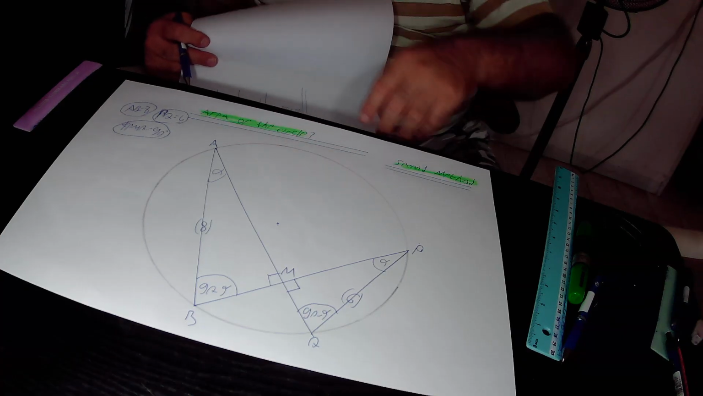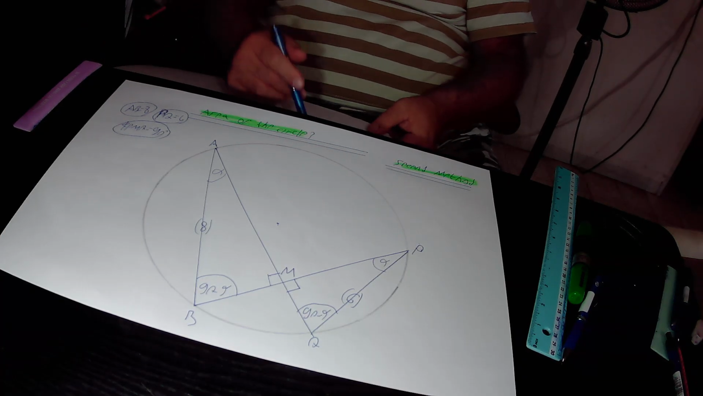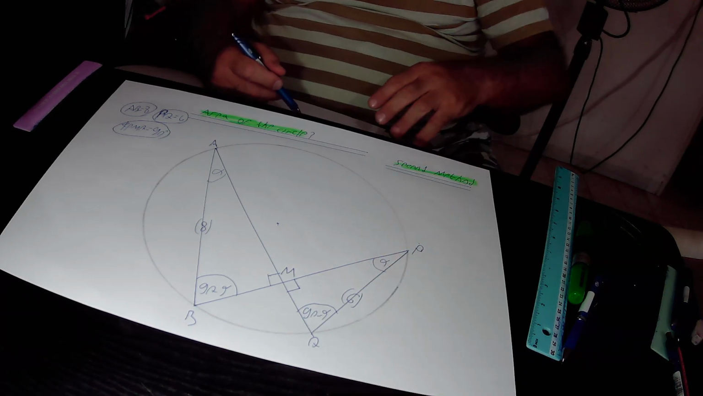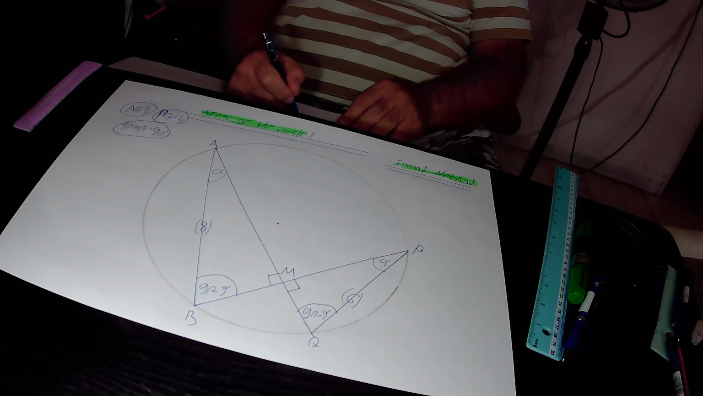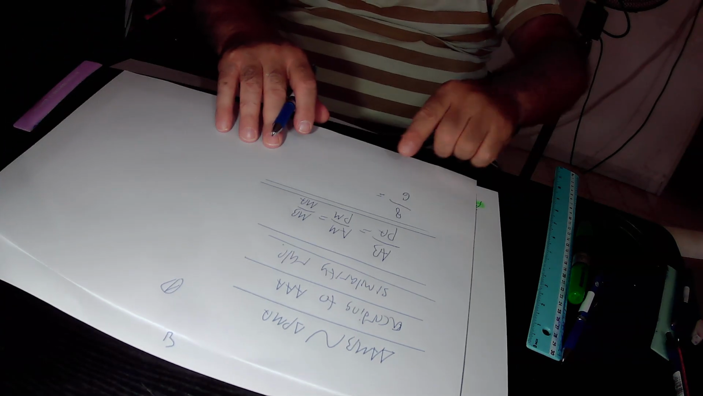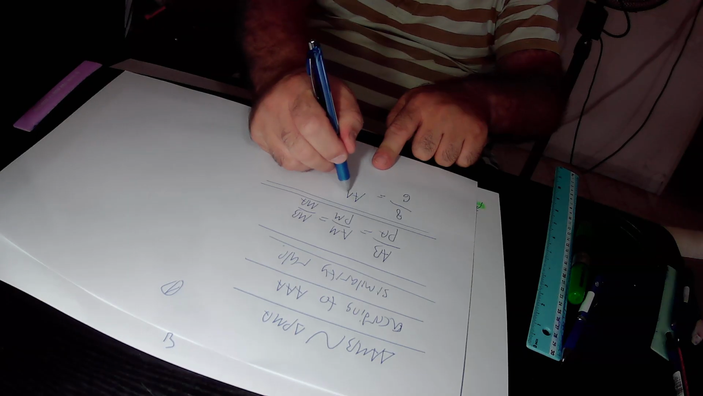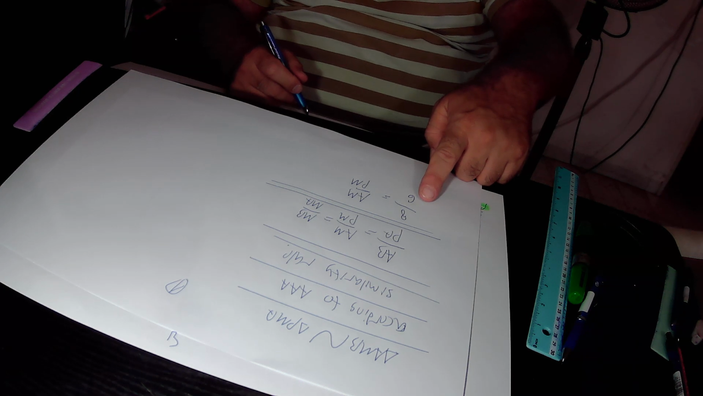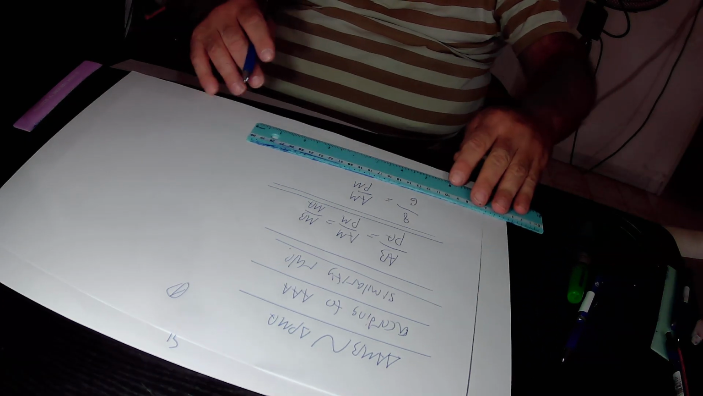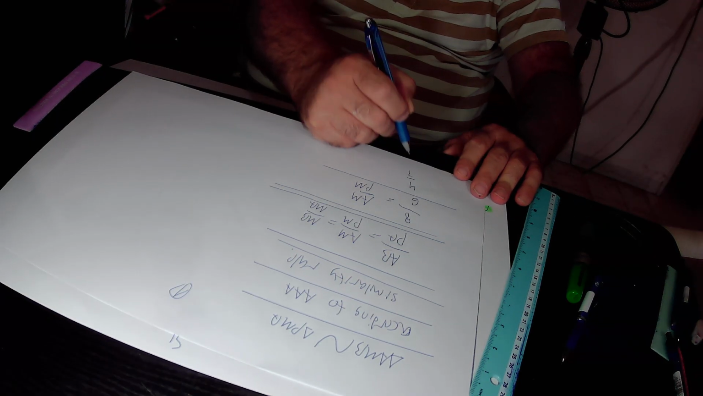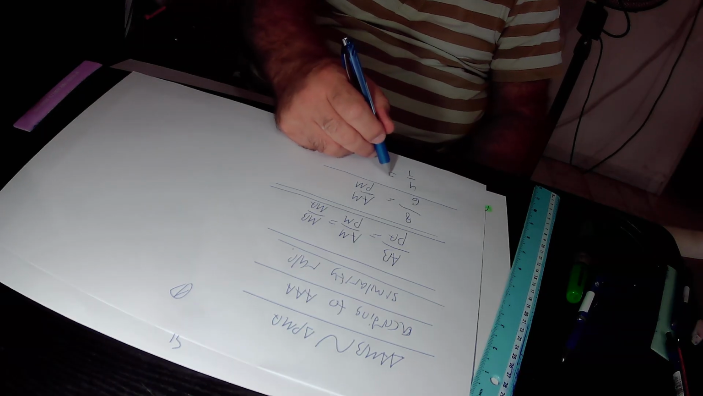AB is 8, over PQ is 6, and it is equal to AM over PM. So 8 over 6 equals AM over PM. Here we will divide both the numerator and the denominator of this number by 2, and we get that 8 over 2 is 4, and 6 over 2 is 3. So 4 over 3 equals AM over PM.